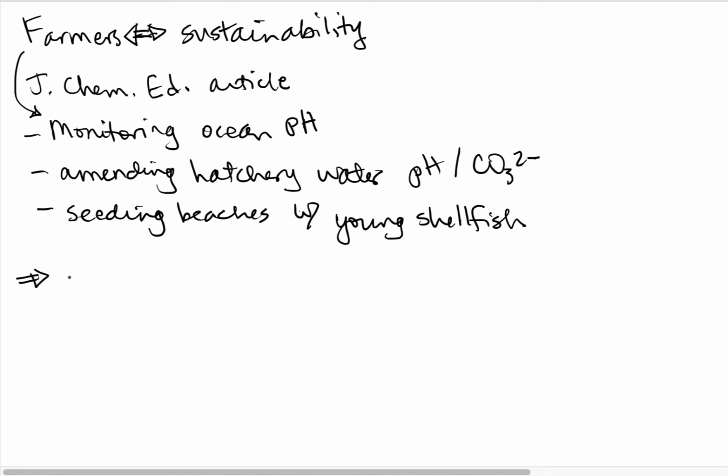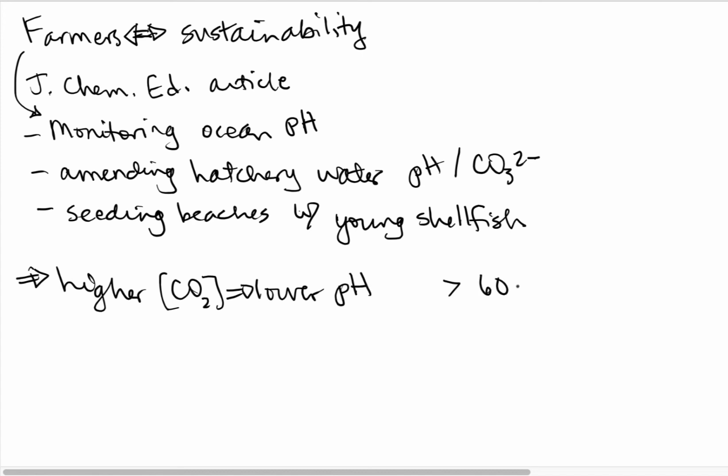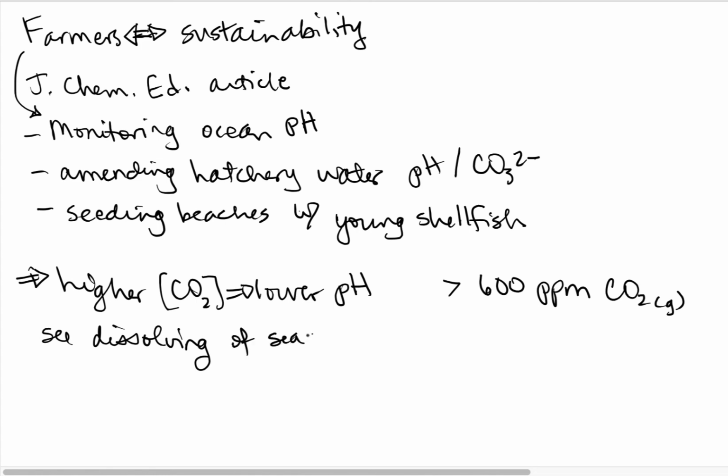But as you go to higher and higher carbonate levels, or excuse me, higher carbon dioxide levels and lower pH, if you get above about 600 parts per million in the atmosphere of carbon dioxide, then we're going to see the ocean will become acidic enough that the shells will start dissolving. So that's kind of a problem.